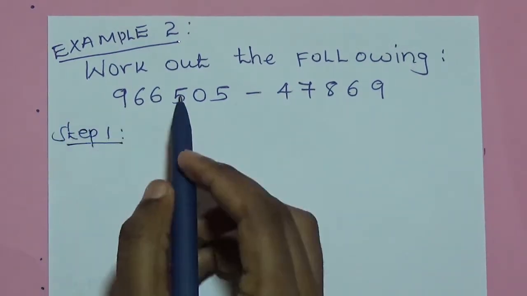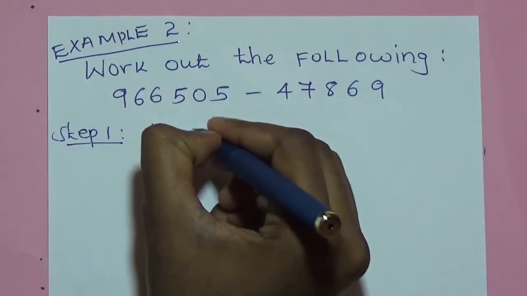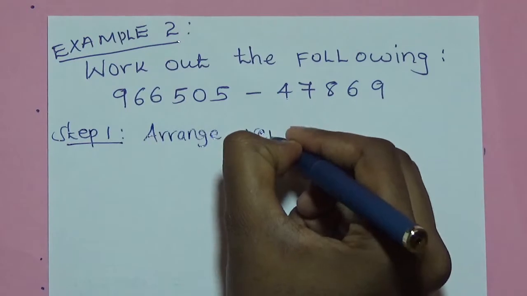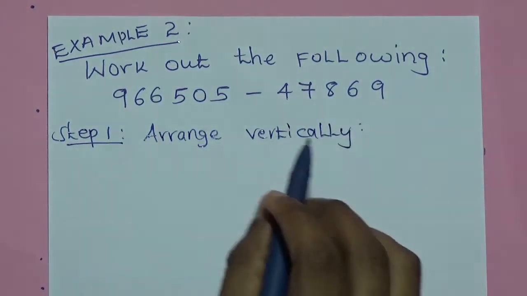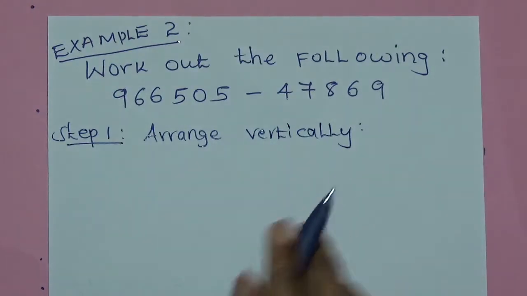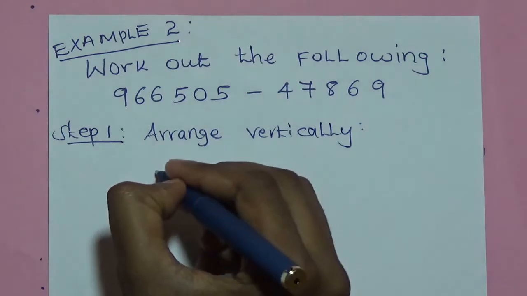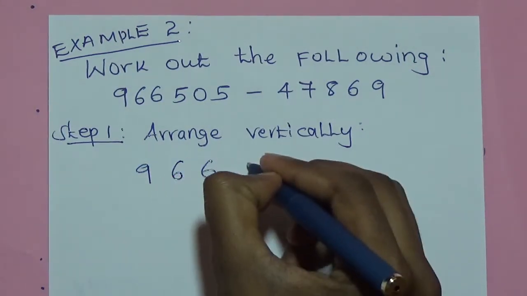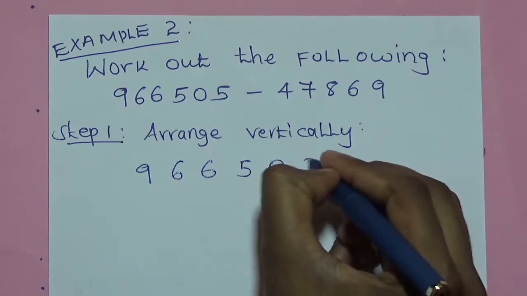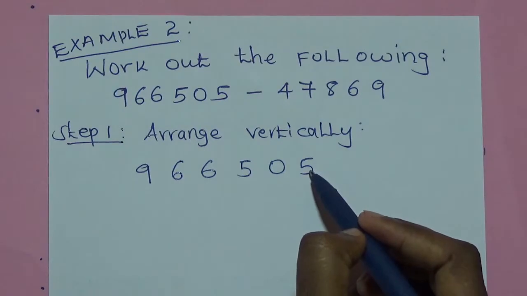we have said you need to rearrange these numbers vertically. So, arrange vertically. And don't forget, you are arranging according to the place value. So let us write down the first number. You have 966,505. Now, 5 represents ones.